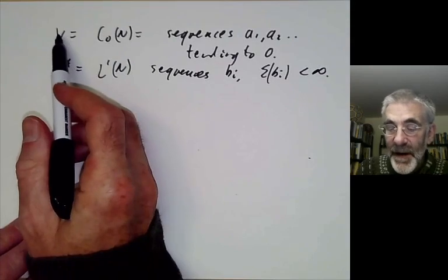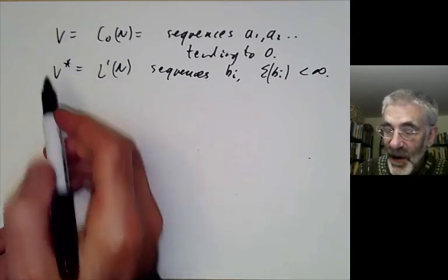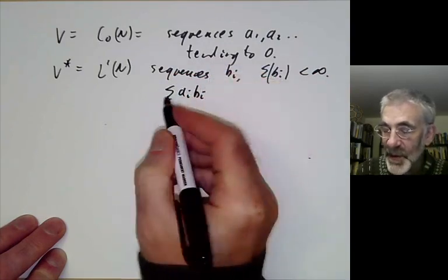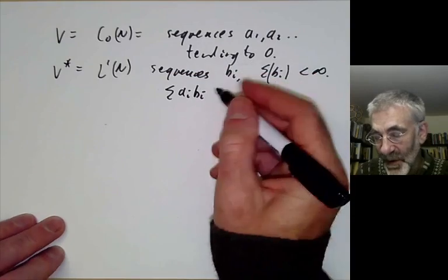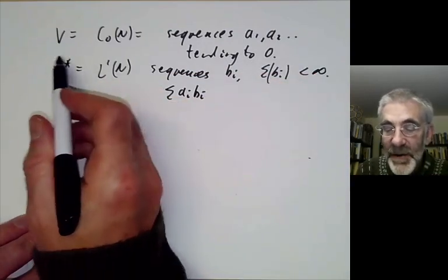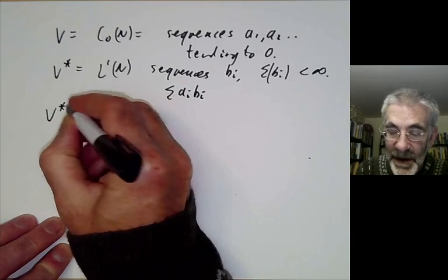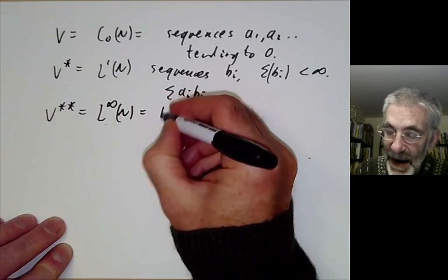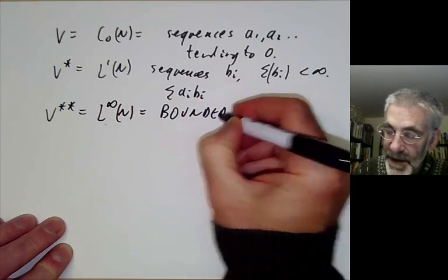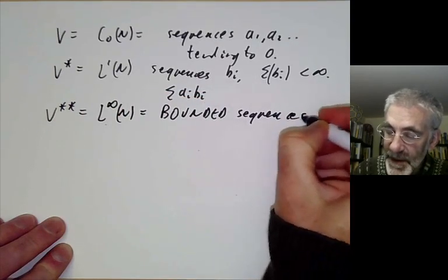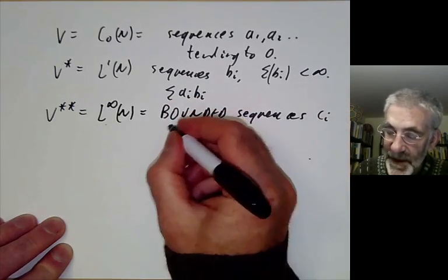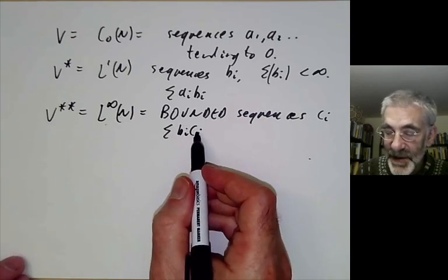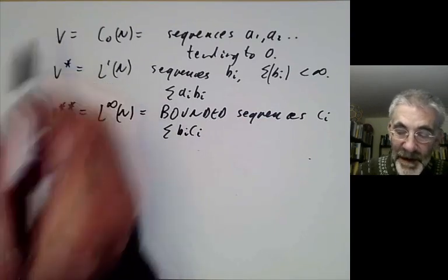And we can then pair V with this space here just by taking the sum of a_i b_i, which will converge and be an element of the real or the complex numbers. However, if we take the dual of this space, we get something bigger. So this is now going to be L infinity of N, which is bounded sequences. So if these are bounded sequences c_i, then the sum of b_i c_i is now well defined, provided the c_i's are bounded. And this is obviously bigger than that space there.